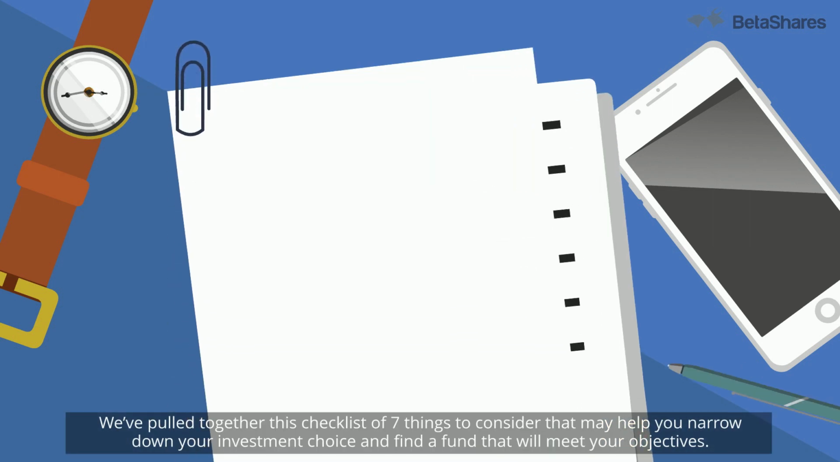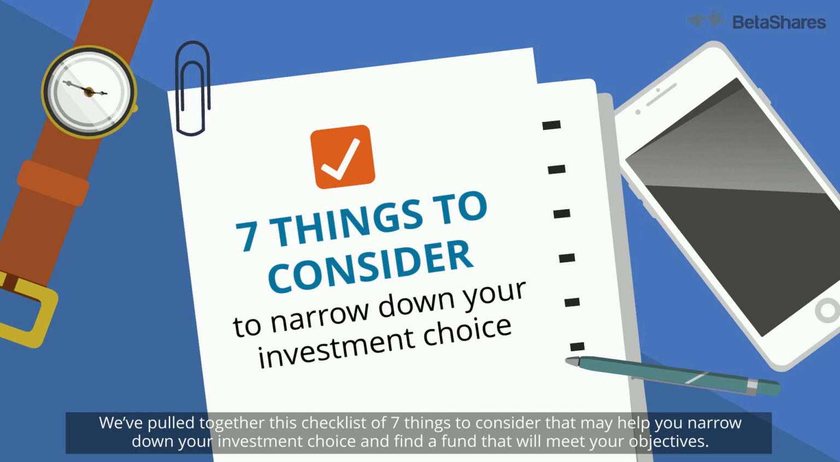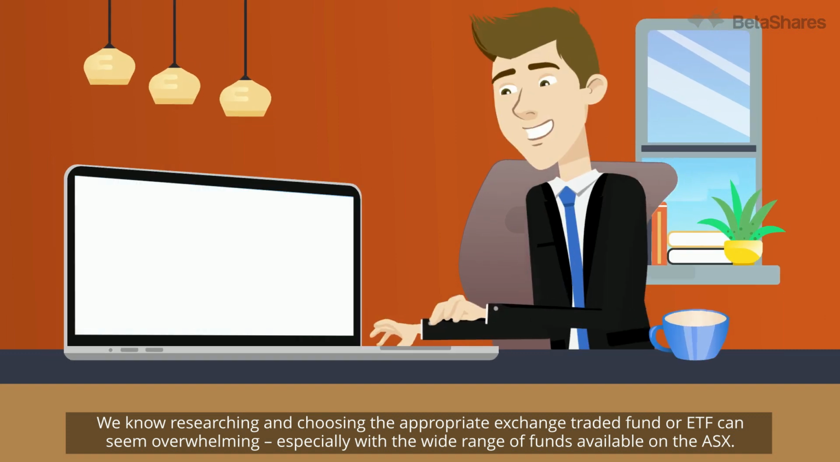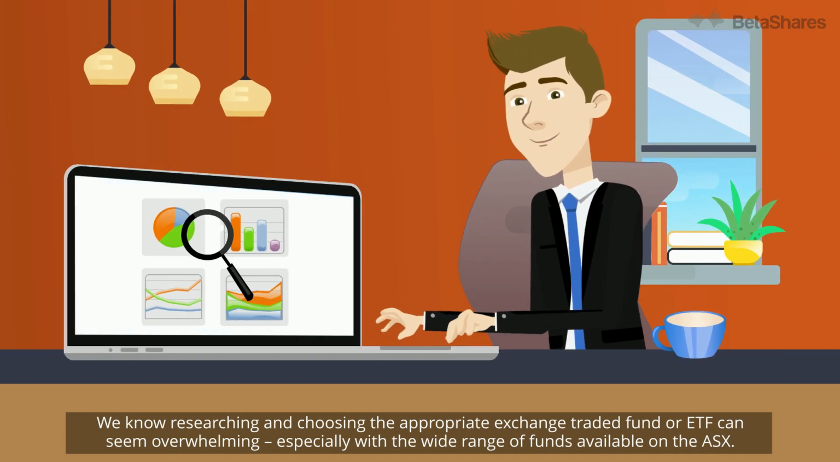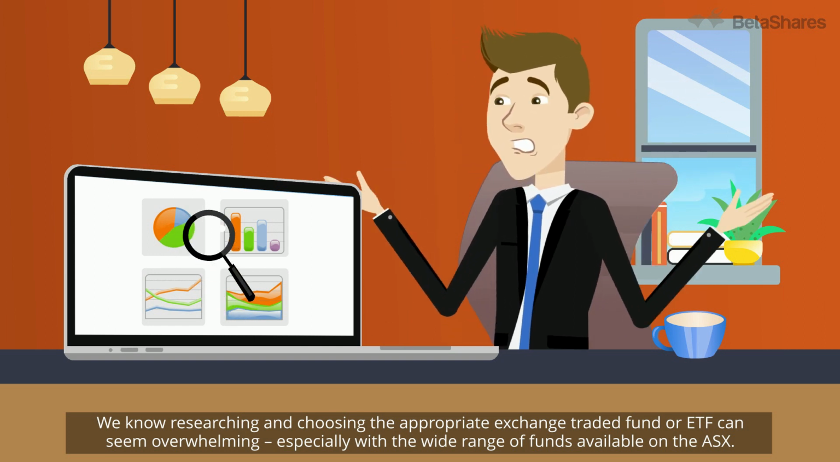We've pulled together this checklist of 7 things to consider that may help you narrow down your investment choice and find a fund that will meet your objectives. We know researching and choosing the appropriate exchange-traded fund, or ETF, can seem overwhelming, especially with the wide range of funds available on the ASX.